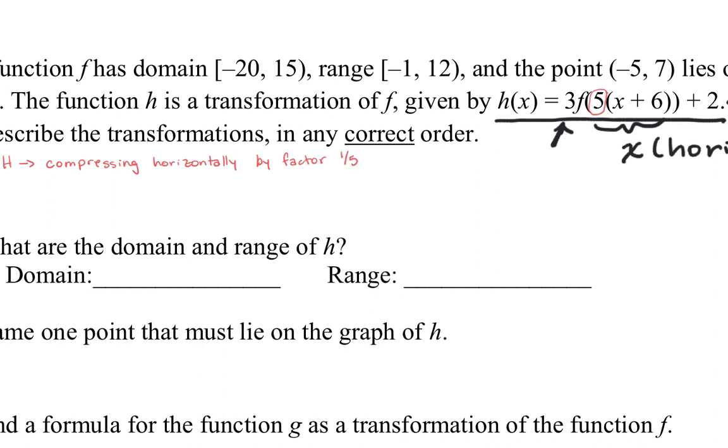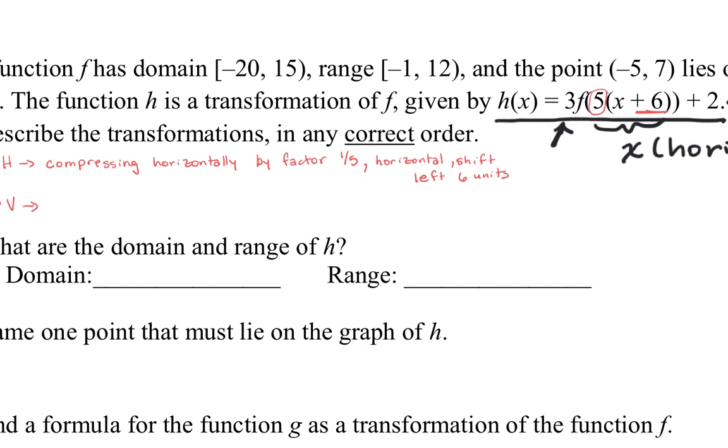And then another thing that's happening here is this horizontal shift. And we know, like I mentioned earlier, it's usually x minus h, so it's the opposite of what's showing there. So it is actually a horizontal shift left 6 units. So you are shifting horizontally left. Right? Okay, now we'll talk about what's happening vertically.